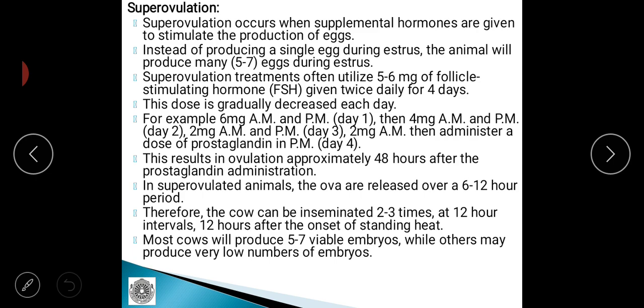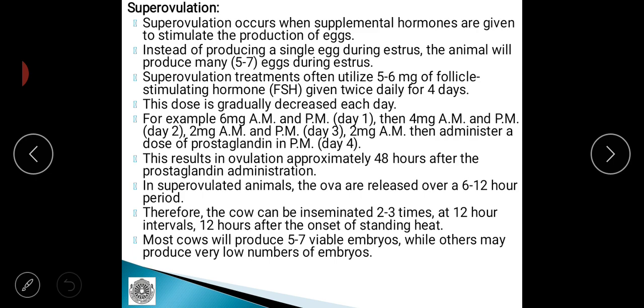Superovulation. Superovulation occurs when supplemental hormones are given to stimulate the production of eggs. Instead of producing a single egg during estrus, the animal will produce many, that is 5 to 7 eggs during estrus.